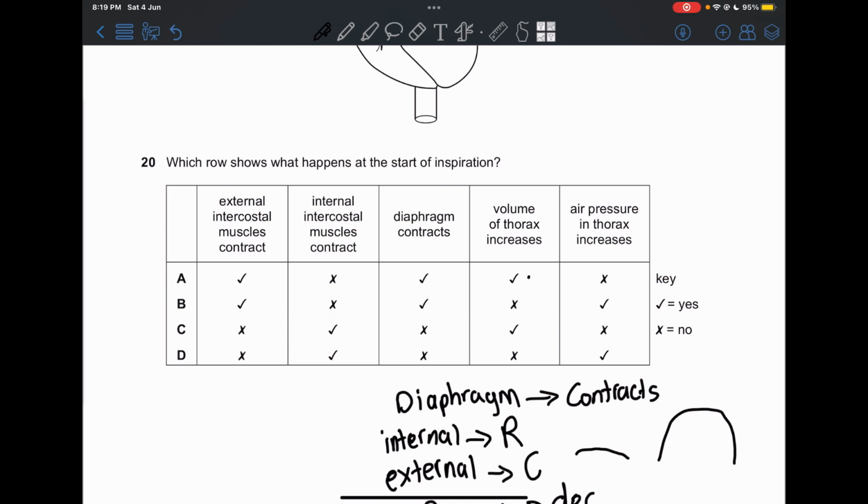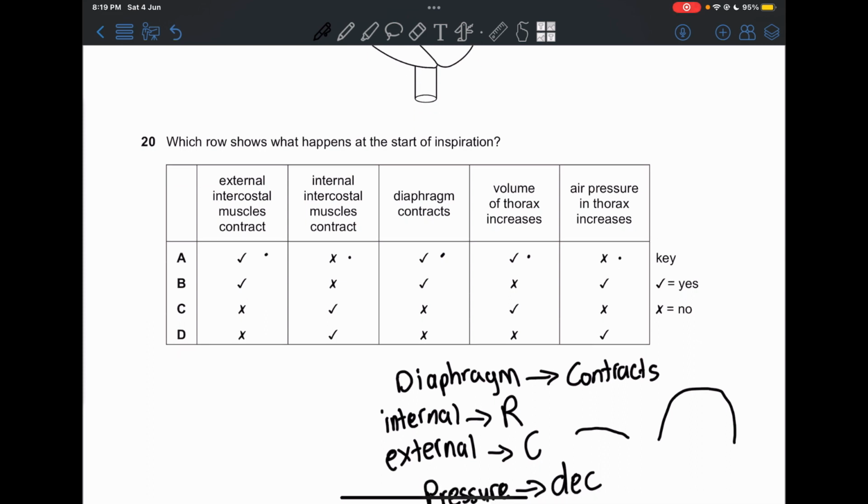So far this is correct. Diaphragm contracts. This is correct as well. Internal intercostal muscles contract. They don't contract over here, so this is also correct. External intercostal muscles contract. Now this is correct. Air pressure in the thorax increases. Now also this is correct. So we're going to be choosing for this question A.